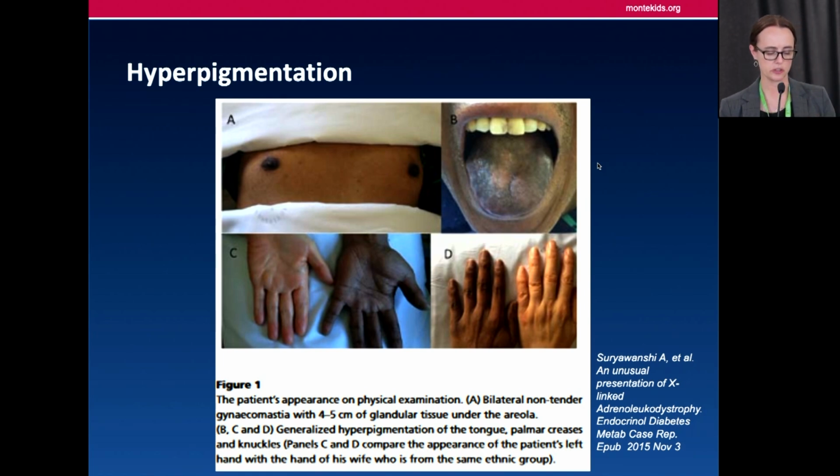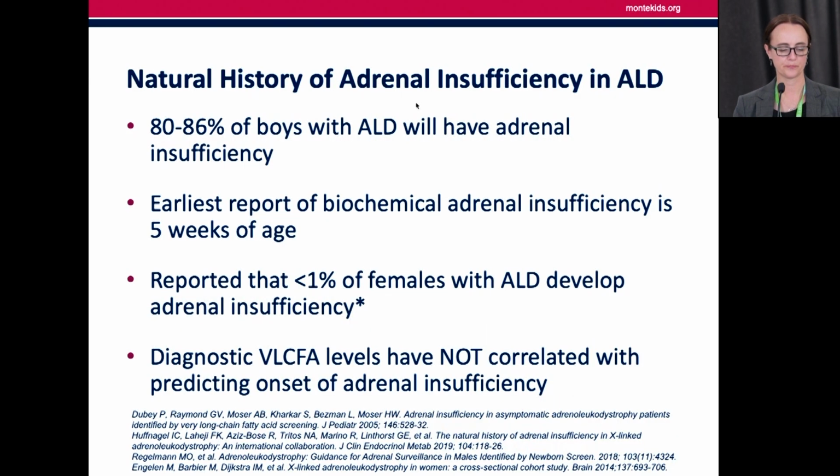This is just a picture of relatives where you can see the darkening of the skin, the classic areas where you find it: the knuckles, palms, soles, nipples, and in the gums and in the mouth.